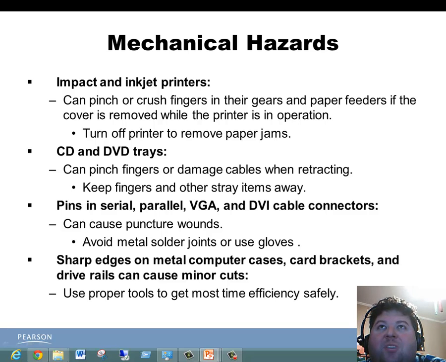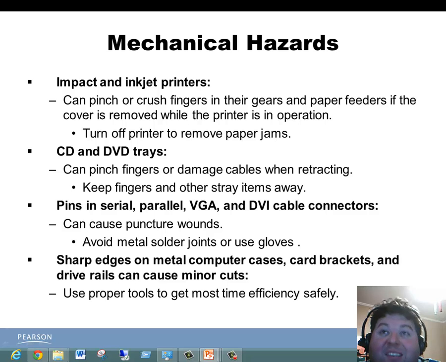So, mechanical hazards, we mentioned some of these. Impact and inkjet printers can crush your fingers when they move. Remember, impact is just another name for a dot matrix printer. CD and DVD trays can close on your fingers. The pins in serial, parallel, VGA and DVI connectors can cause puncture wounds. I think you'd have to push pretty hard to get a puncture wound from a cable, but it's possible.